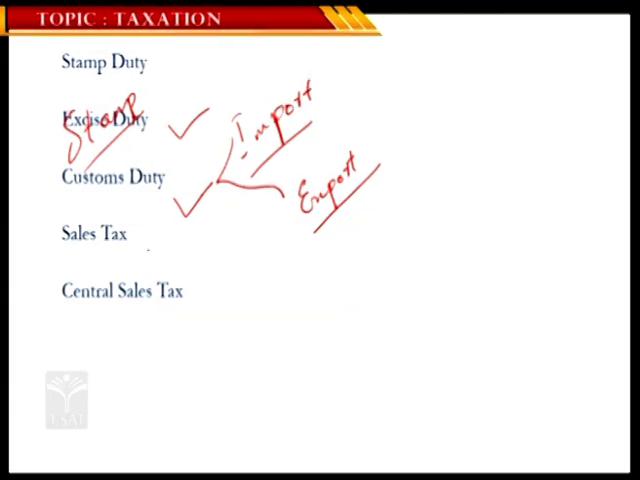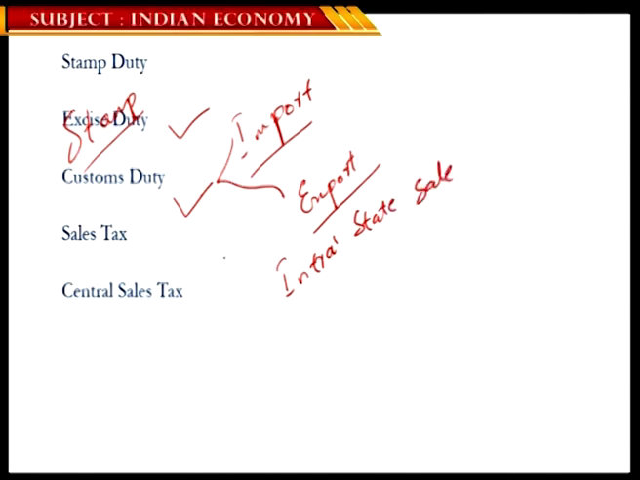And sales tax is a tax levied upon the sale of goods within the state, intra-state sale. So if the sale happens to be within the state, the tax levied upon this is what we call a sales tax. Of course, we don't have, as of now, sales tax and central sales tax because they have been subsumed under the GST, but I just want to let you know the various taxes so that you could appreciate the importance of GST.